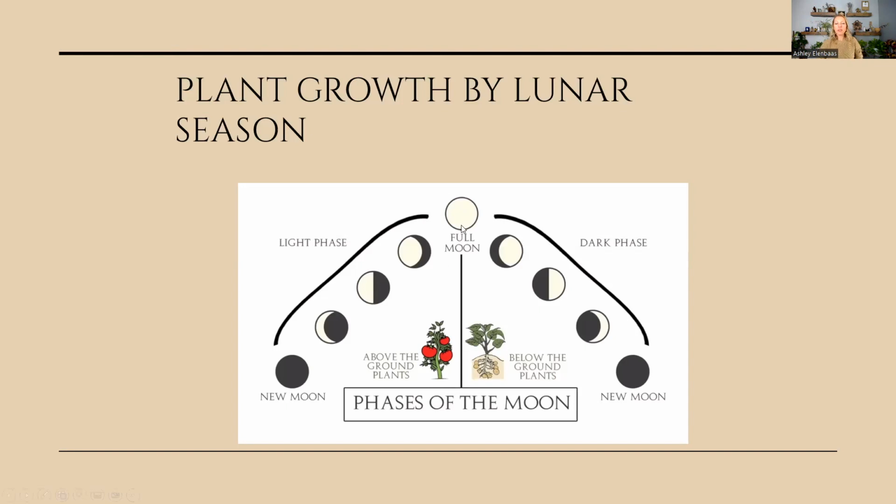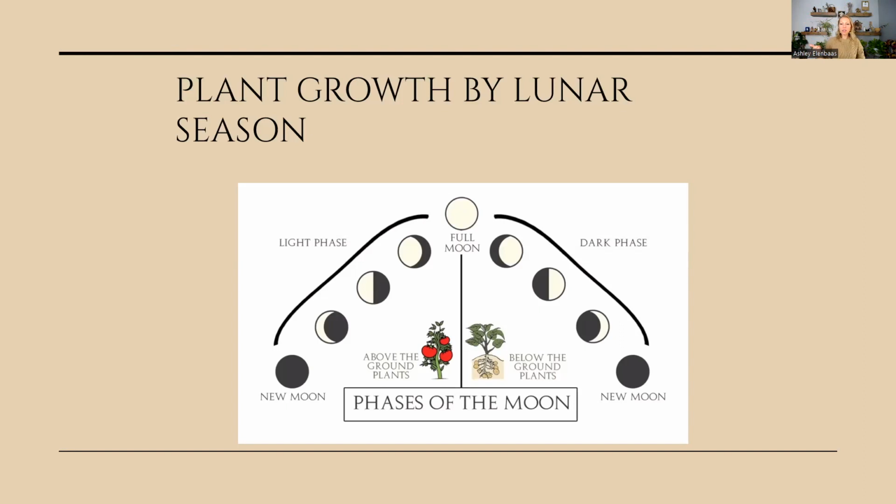And then harvesting also is different, right? So during the light phase, when all of the succulent oils are above ground, when the fruits are getting full with water and moisture, that's when you want to harvest them. You want to harvest them right around the full moon, which is ideal for all of the above ground parts.